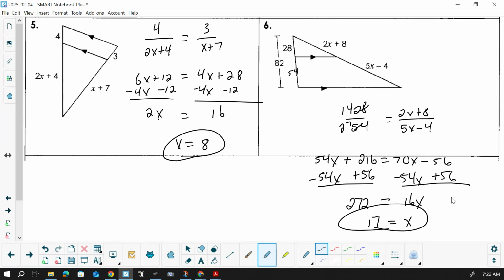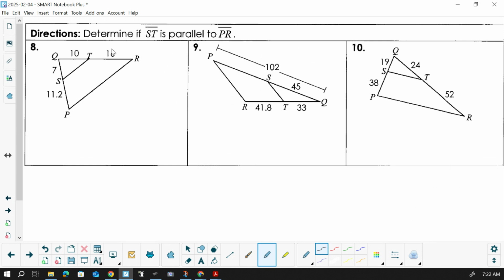Okay. All right, so now for the back page, or the second page, page 11. Let's see here. Oh, these are the determine. Notice this doesn't say solve. It says determine if it's parallel. Okay. So the way that we do those, the way that I showed you, is we're just going to write that same proportion, and then cross multiply and just see if it's true.